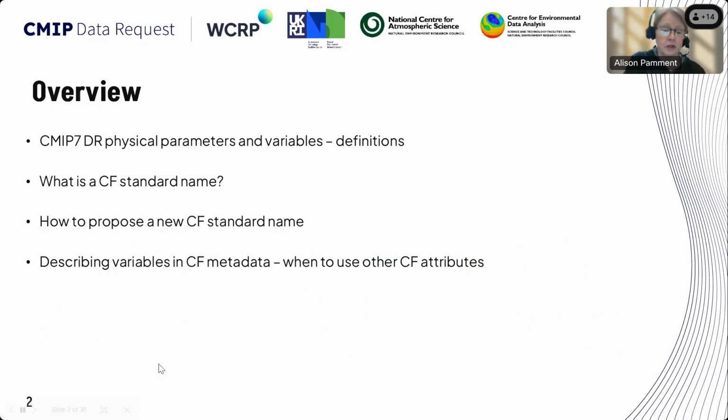I will take you briefly step by step through the process of proposing a new standard name, because quite a few people will probably need to do that. That's something that happens on GitHub. And then towards the end, I've got some slightly more technical examples of when to apply for a standard name, and also when you should perhaps use some of the other metadata attributes in CF. So it's the dividing line between what's a physical parameter and what is a variable, and there's a bit of a grey area between the two. Hopefully that will become clearer as we go along.